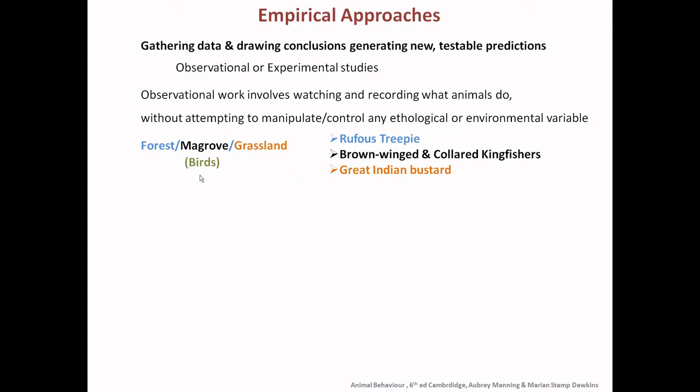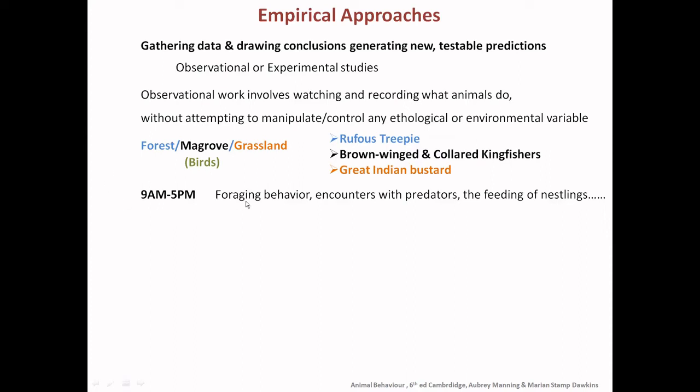In these habitats, we will study the birds, that is, their behavior. The birds are the rufous treepie found in the forest, the brown-winged and collared kingfisher found in the mangroves, and the great Indian bustard found on the grassland. So they will be the birds in this discussion. We went to the habitats from 9 a.m.